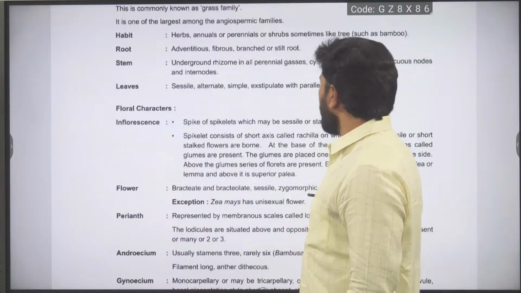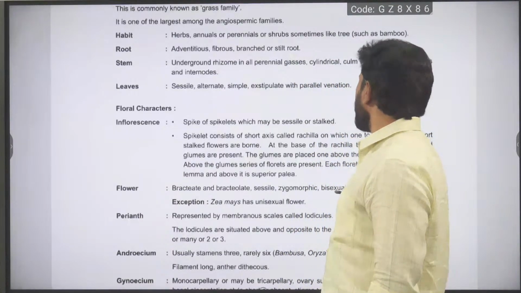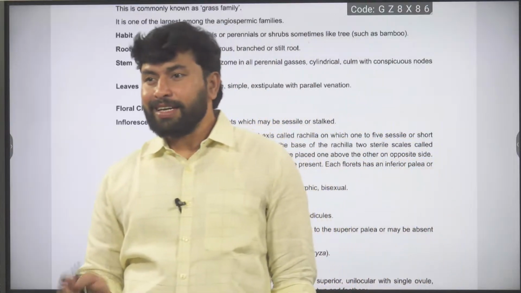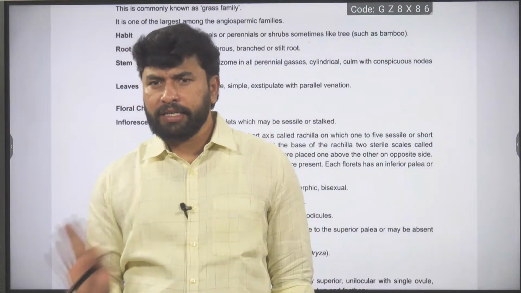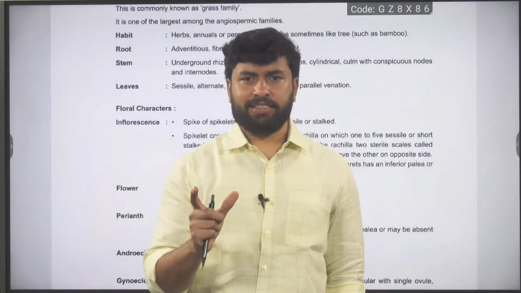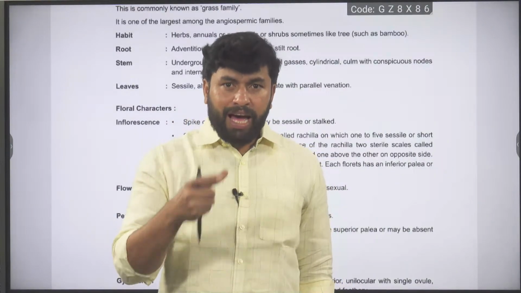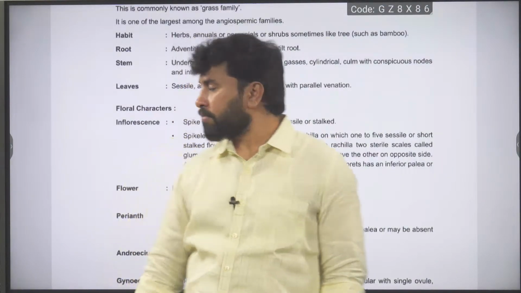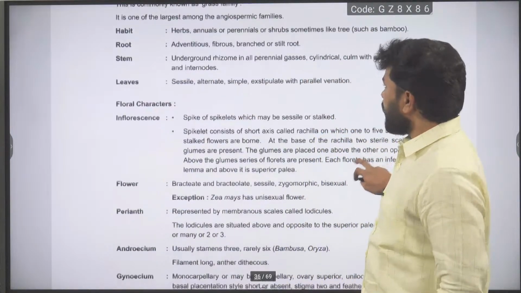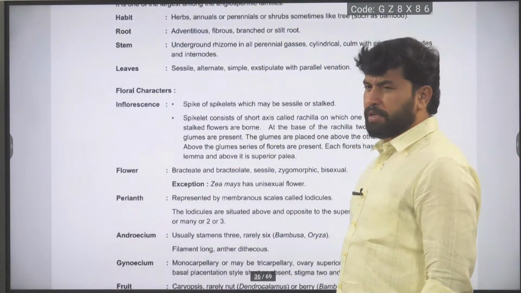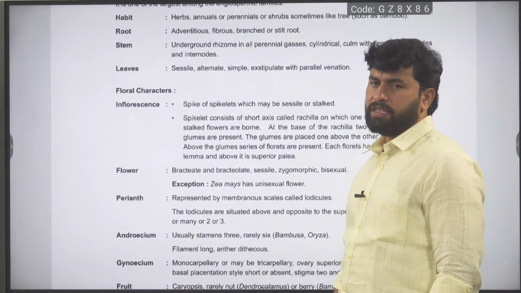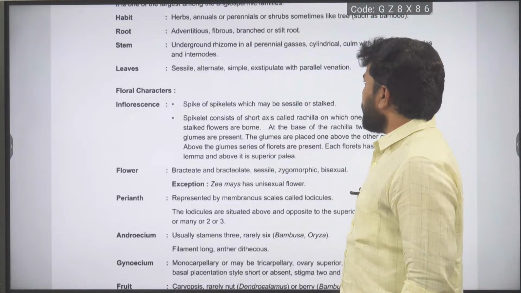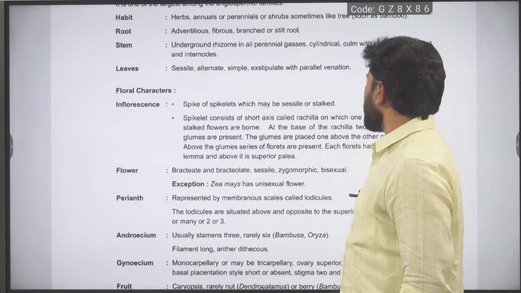Habit, herbs, annuals, perennial shrubs, sometimes trees. Actually, tree-like, not tree. Bamboo is not a tree. Bamboo is a grass. Bamboo has a tree-like appearance. Bamboo is not a tree. Root, adventitious, fibrous. Of course, because they are monocots. Branched and stilt roots. Stem, underground rhizome, perennial grasses.